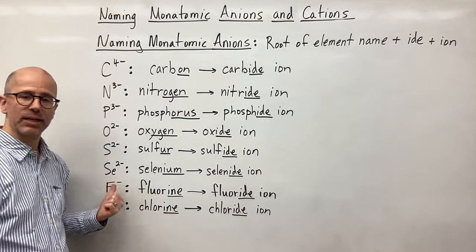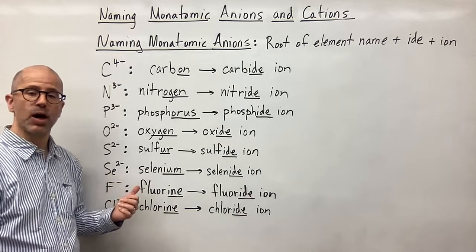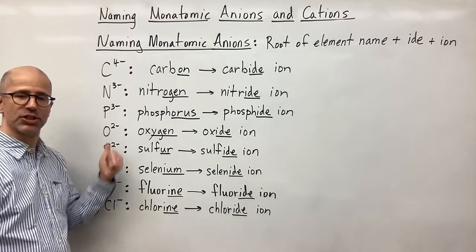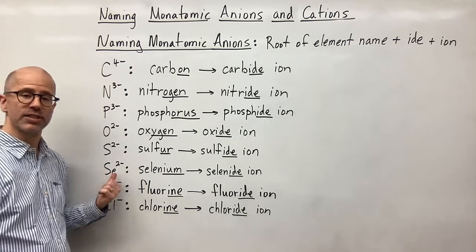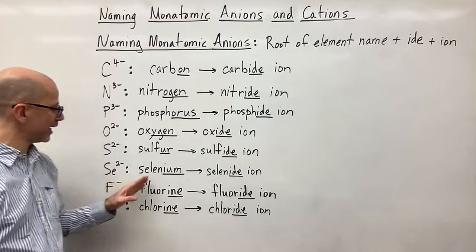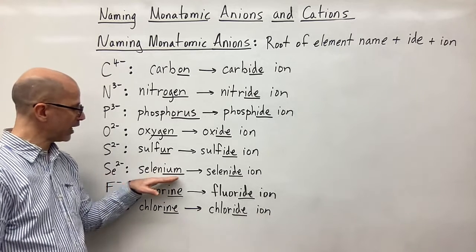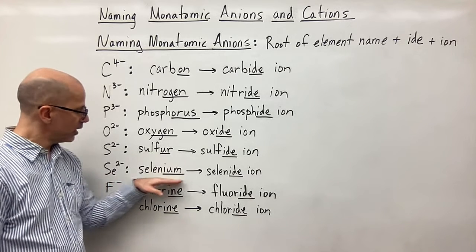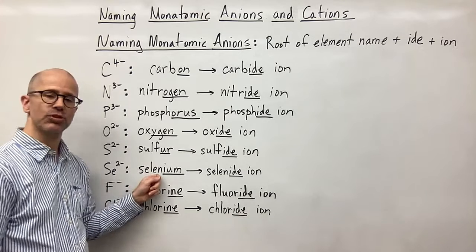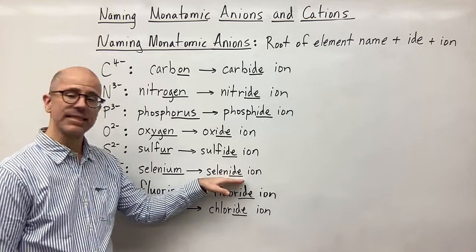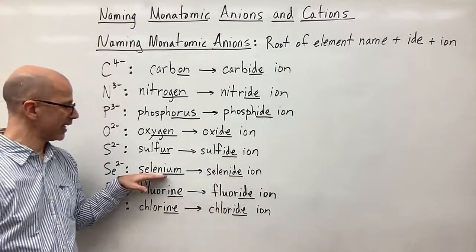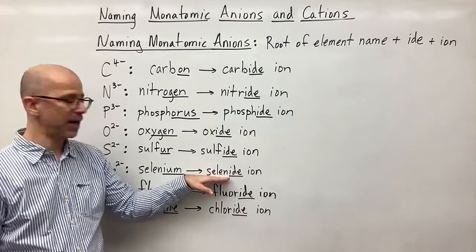Same for selenium. Selenium forms a 2 minus charge, just like oxygen and sulfur, because selenium is in the same group as these two. And so selenium, we're going to drop the ending IUM, and SELEN, selen is the root. We're going to add IDE to the end of that, and then add the word ion. So selenium becomes the selenide ion.